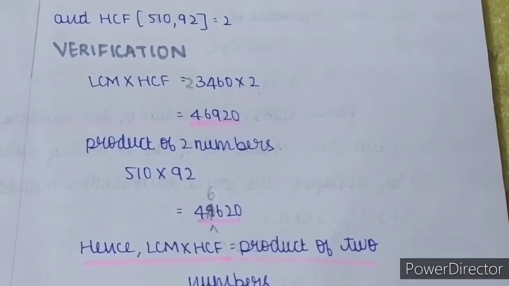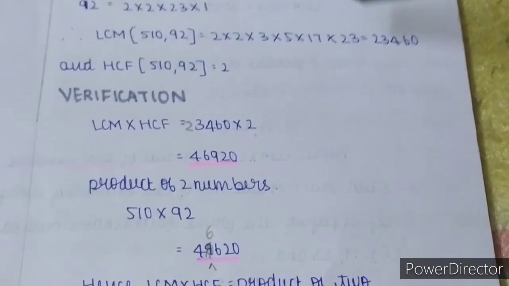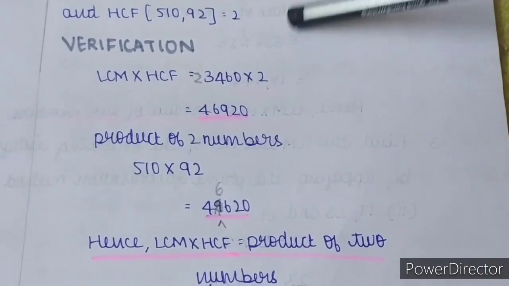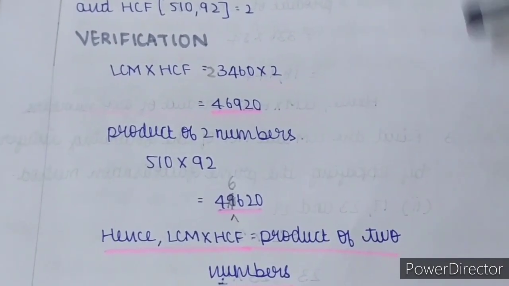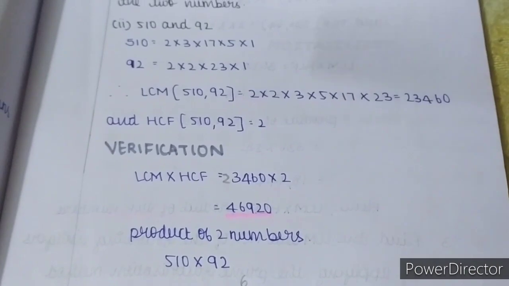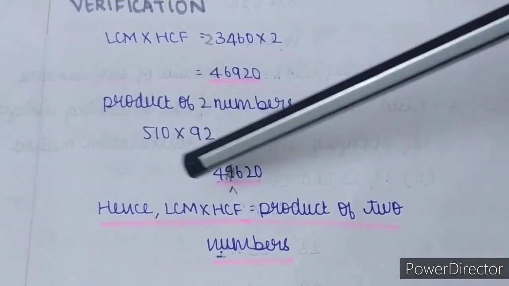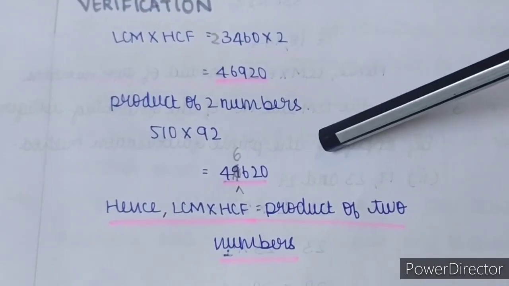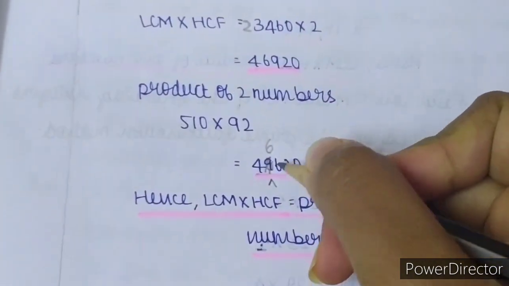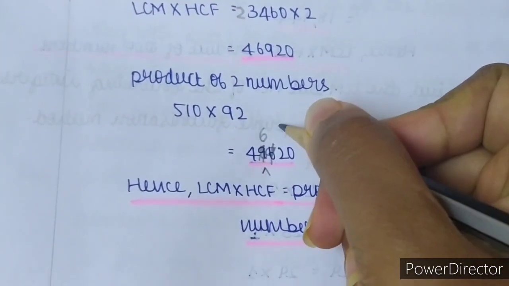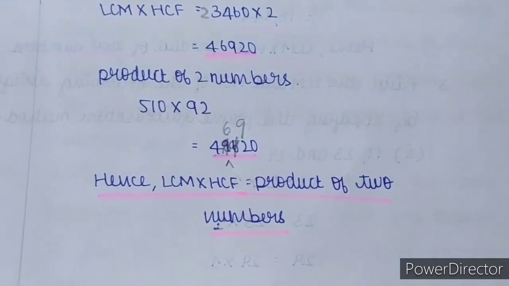So again verification, LCM into HCF. The LCM is 23,460 and HCF is equal to 2. So LCM into HCF is equal to 23,460 into 2, which is equal to 46,920. And again product of two numbers, the numbers are 510 and 92. So product of two numbers is 510 into 92. They are 46,920, not 46,620. So hence LCM into HCF is equal to product of two numbers.